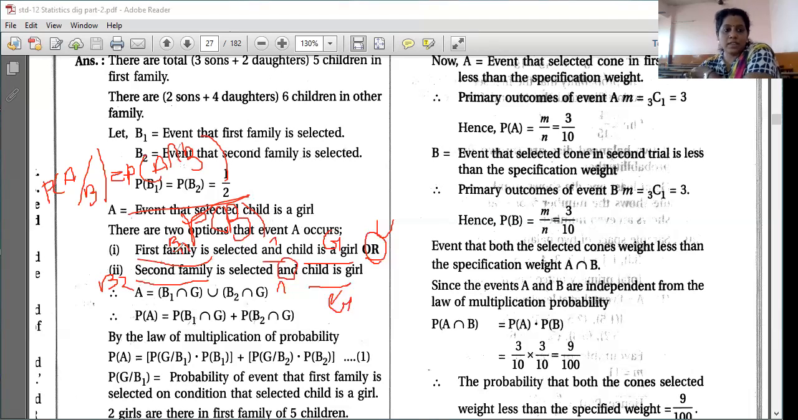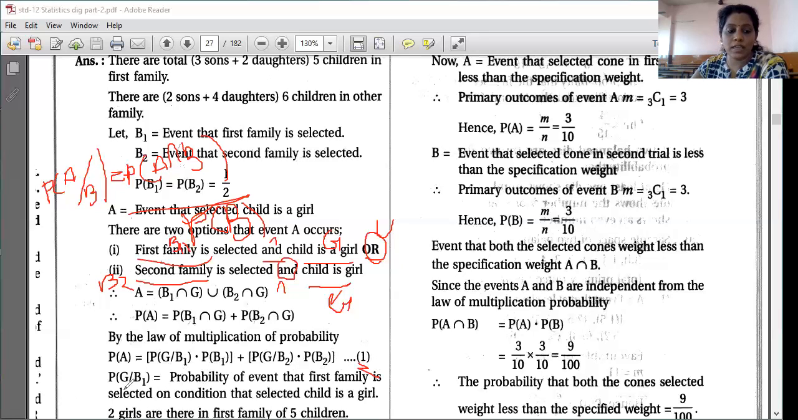If it is given, suppose P of B is given, so what will you take? P of B will go to that side and P of A by B will come in, cross multiply. P of B goes up, P of A by B comes down, right? So turning it around, what formula does it make? P of B1 intersection G, so by the law of multiplication will be P of G upon B1 into P of B1 plus the next one, P of G upon B2 into P of B2, right? This is your first condition.